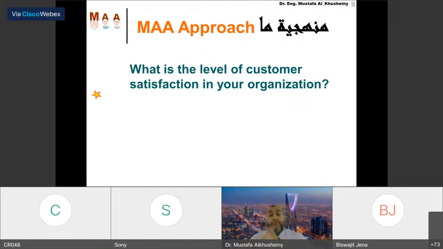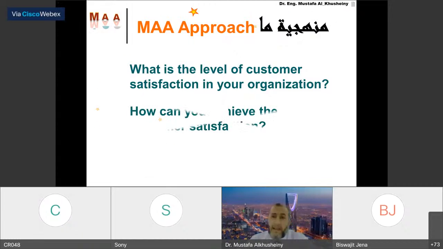In the auditing system, there are two types of methods. The first one is to focus on the results. So what is the level of customer satisfaction in your organization? I'm focusing on the results, the customer satisfaction. If that result is satisfied, there is no need to go into details, in order to save time.